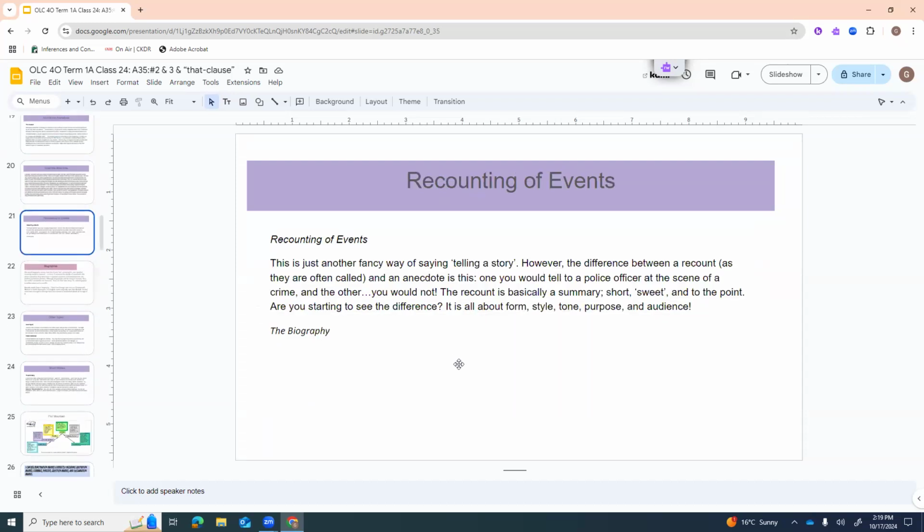All right, another type of nonfiction narrative is a recounting of events. A recounting of events is kind of a fancy way of saying telling a story, but the difference between a recount and an anecdote is that an anecdote is meant to entertain people. A recount is more straightforward, right? A recount is kind of like a summary. It's short, sweet, it's to the point.